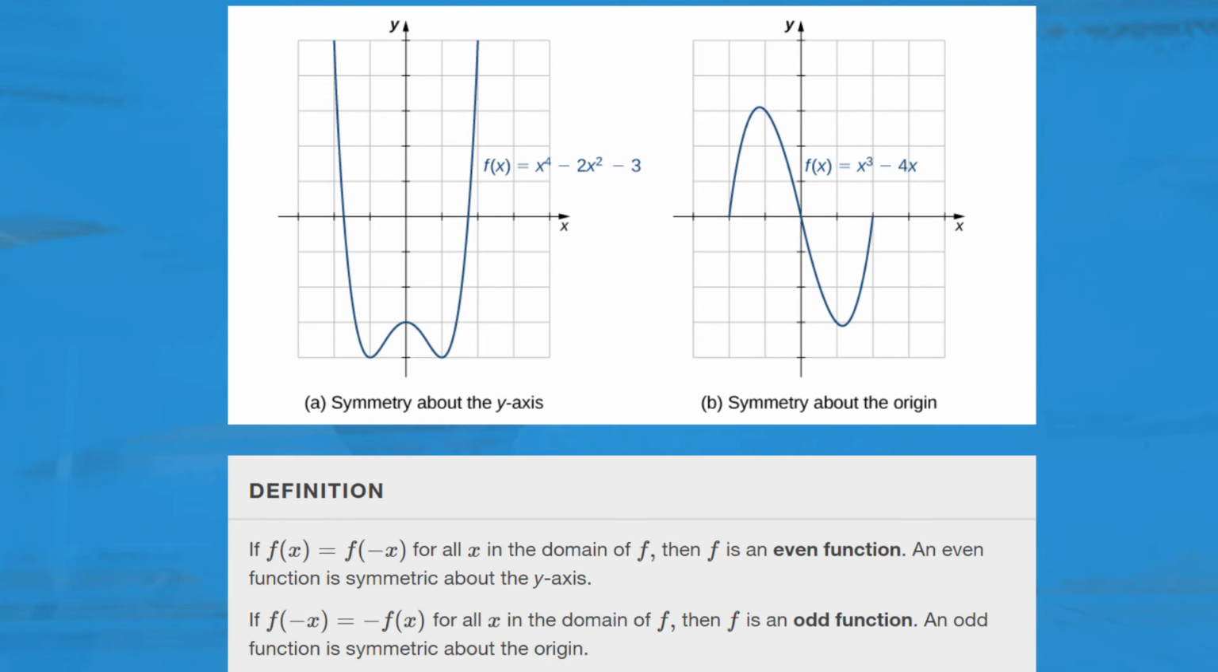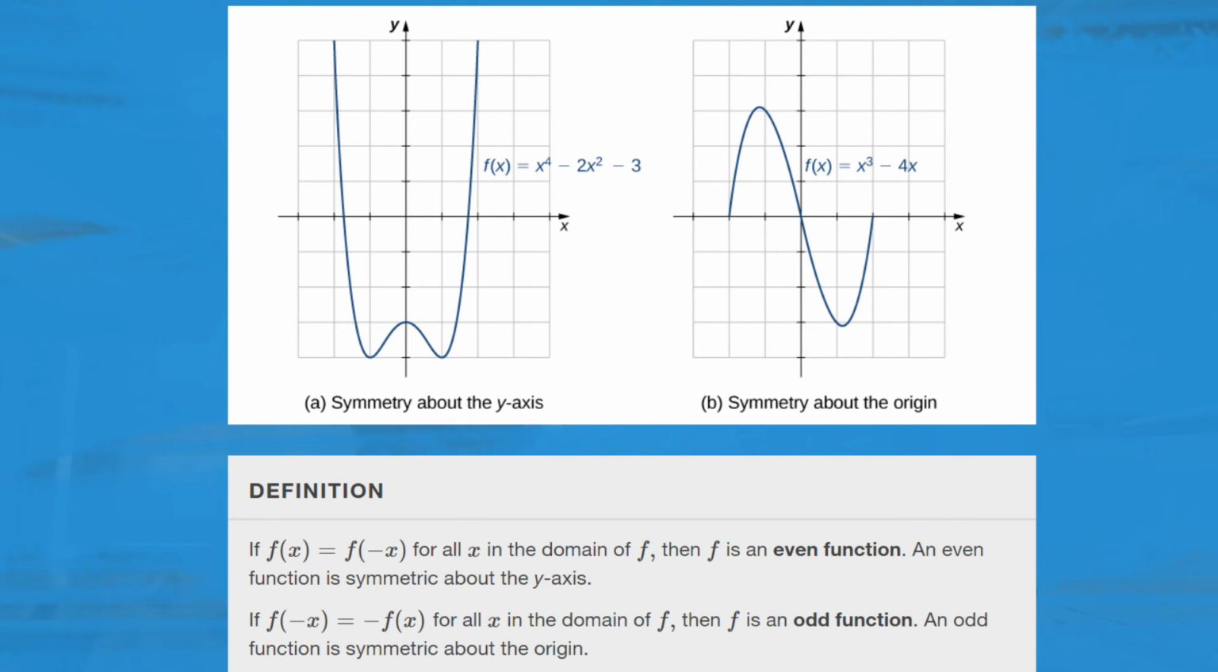It turns out that these two special symmetries have a name for them, and the first one, when it's symmetric about the y-axis, is called an even function. So that means whatever is happening on the positive side of x, we're going to see a mirror image happening on the negative side of x as well. The symmetry about the origin can be described as an odd function. Whatever is happening on one side of the x-axis is going to happen on the other side of the x-axis, but the sign is also changed.